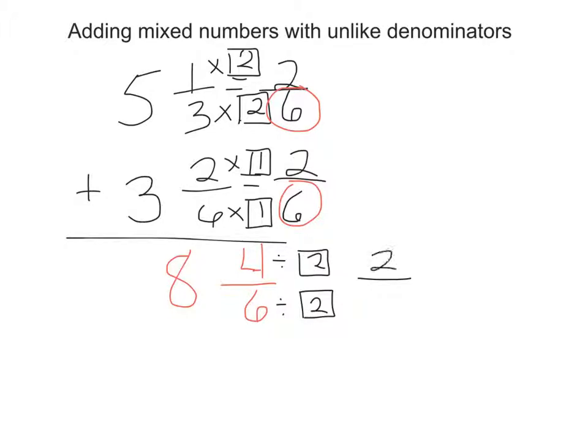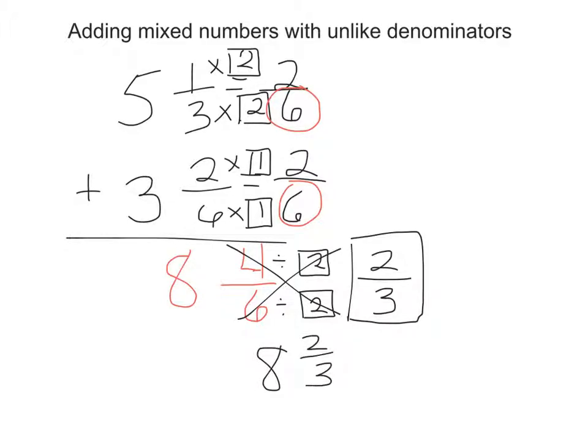4 divided by 2 is 2. 6 divided by 2 is 3. And now we have a simpler fraction. We can always look at this new fraction and ask ourselves the question again. Could it be simplified any more? Is there a divisor that would go into both 2 and 3? And the answer to that is no. So then we are finished. These fractions are no longer needed, and our final answer is now our whole number 8 with our new simplified fraction 2/3.